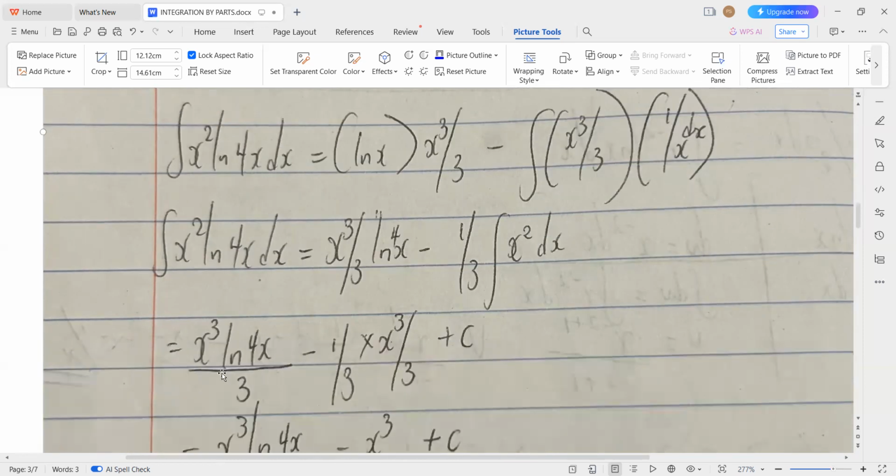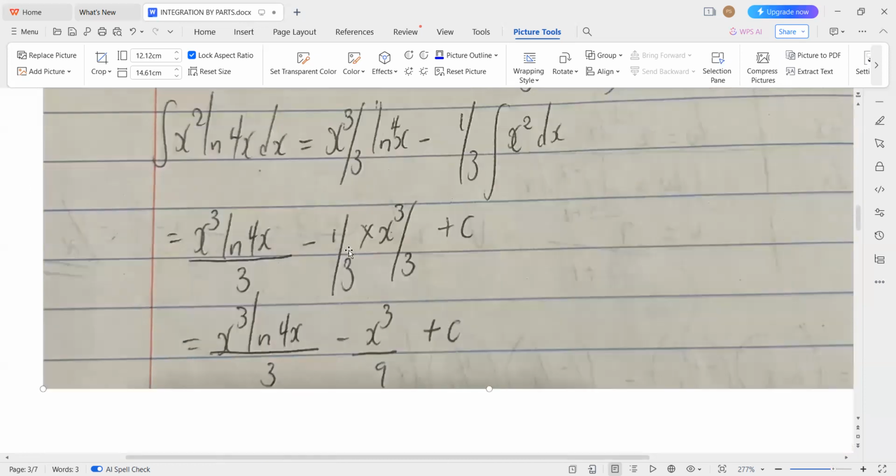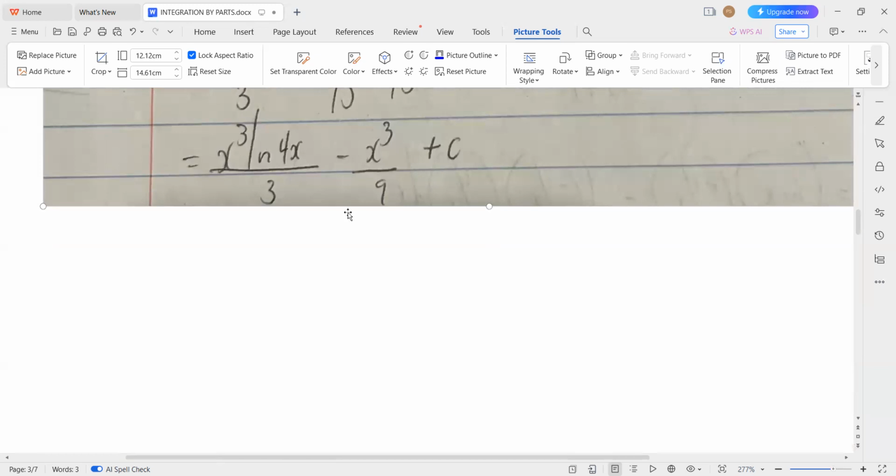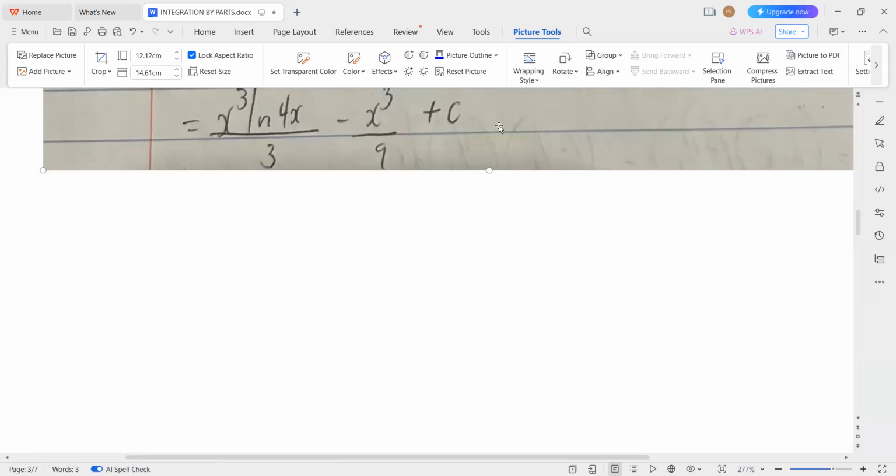So then we have what? x cubed over 3 natural log of 4x minus 1 over 3 times what? The integral of x squared gives you x cubed over 3, which is why I have x cubed over 3 right here. So I have x cubed natural log of 4x over 3 minus x cubed over 9 plus c.